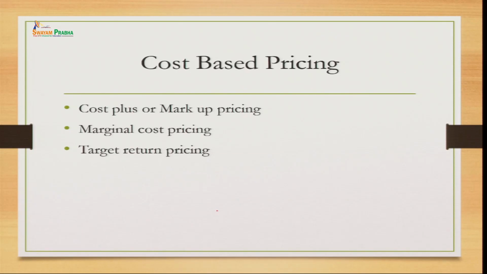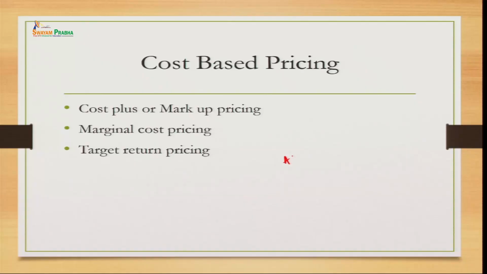So, under this category of cost based pricing, we have cost plus, which is also called markup pricing, and we can also call this the average cost pricing method. The second is called marginal cost pricing. Marginal cost pricing is also called variable cost pricing, and the third one we have here is target return pricing. Now, let us talk about the very first one, which is cost plus pricing.